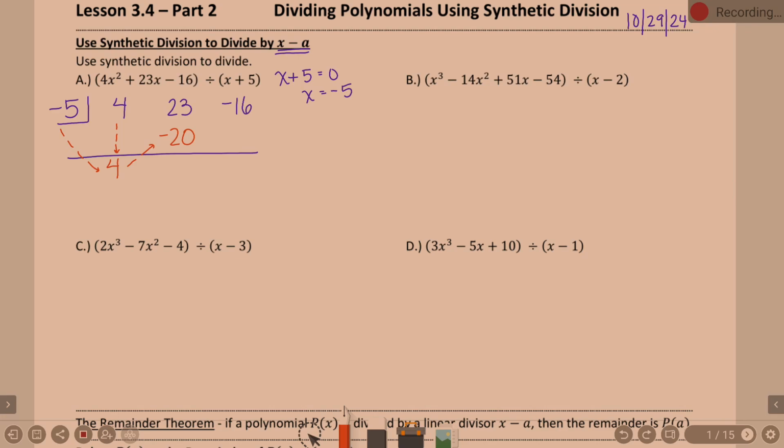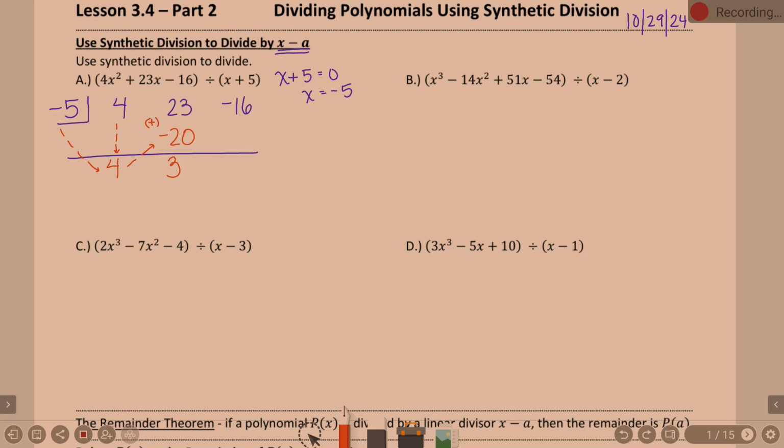Our next step is to add. Opposite of what you do in long division, yes? Long division we subtract. Here we're going to add. And I don't normally put the addition signs in, but I'm just trying to give you some tips here. What is 23 plus negative 20? 3. And guess where the 3 goes? Below the line. That's the next piece of your answer.